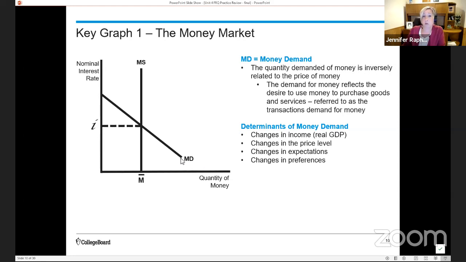Similarly, when the price level rises, in order to continue purchasing a given amount of goods and services, a greater quantity of money is required, and that would lead to an increase in the demand for money as well. So this is what it looks like. You shift the money demand curve to the right, and at the initial equilibrium interest rate, we have a shortage that's created. The shortage is eliminated through rising prices, and we end up at a new higher nominal interest rate as a result of the increase in money demand.